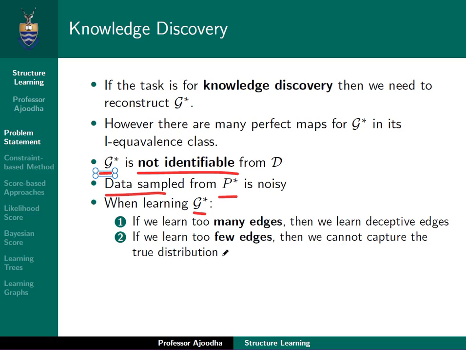However, on the other hand, if you learn too few edges, then it is not possible to capture the true distribution. So when learning G-star, you've got to find a balance of edges. It can't be too many and it can't be too few.